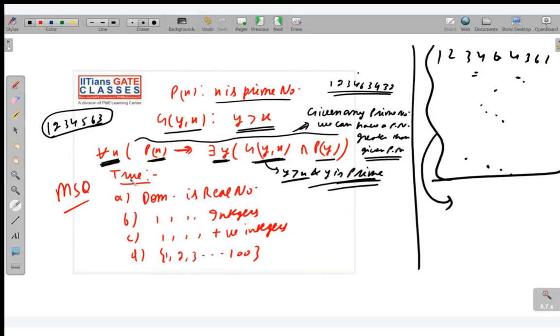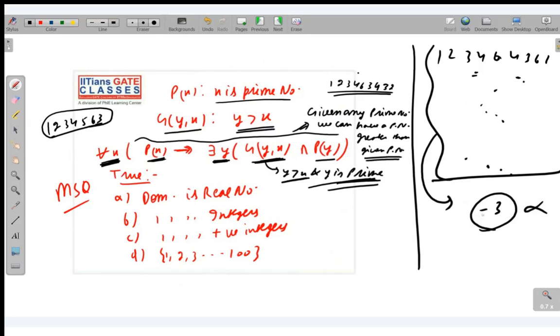Okay. So now this statement is true for what? Domain is real number, domain is integer, domain is positive integer, and this. So if domain is real number, now you may argue, sir, for prime number logic is applicable only for positive integers. Prime number definition is for positive integers only, like negative 3. Okay, this is meaningless. Negative 3 is not a prime number because prime number is always positive integers.